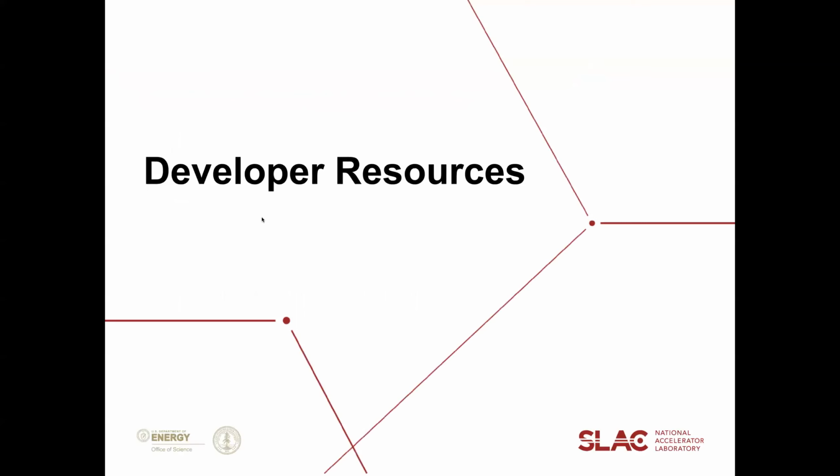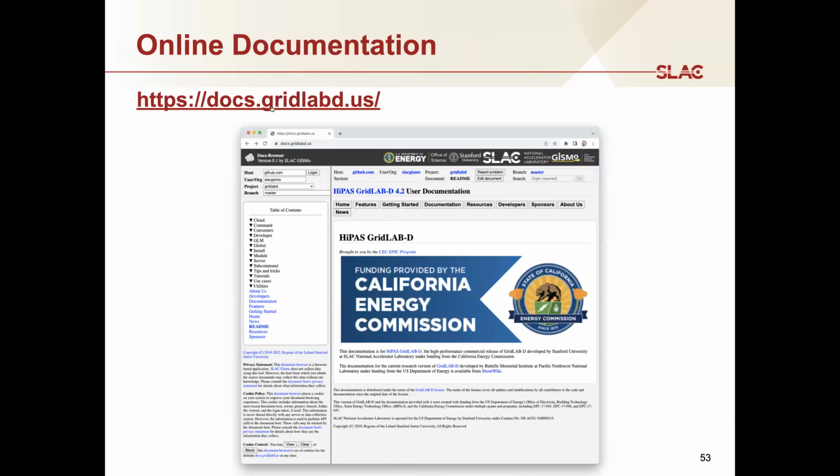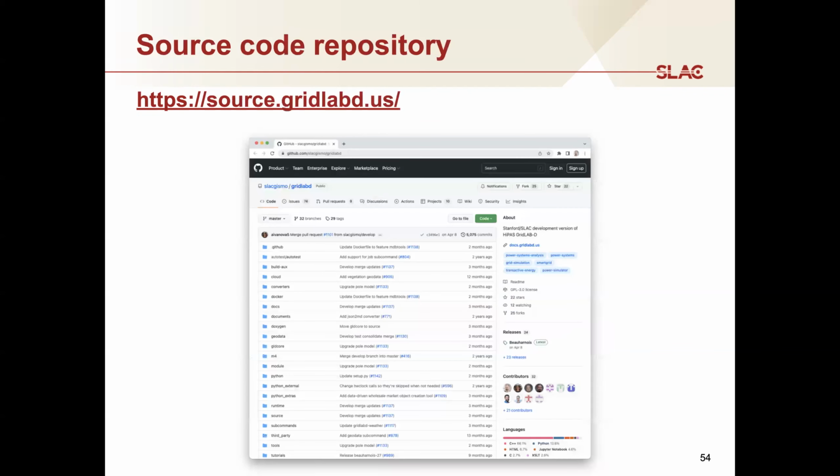And so general developer resources, this is what the documentation looks like. You have to select the project, which is always Gridlab-d, the branch that you want to look at, and then you can look up the topic in here. If you're logged in on GitHub, you can search the topic and find anything that you need in the documentation.